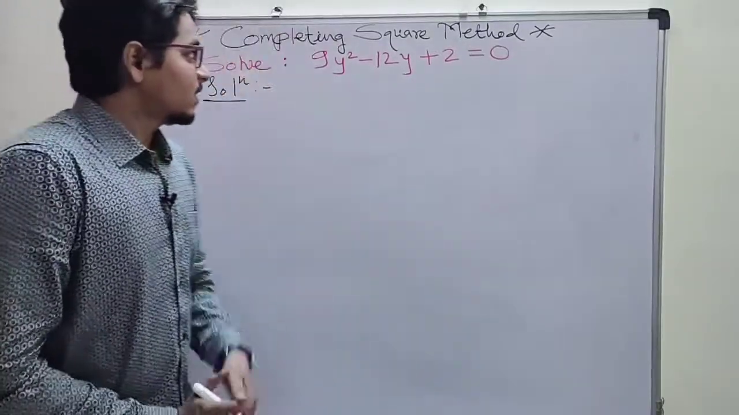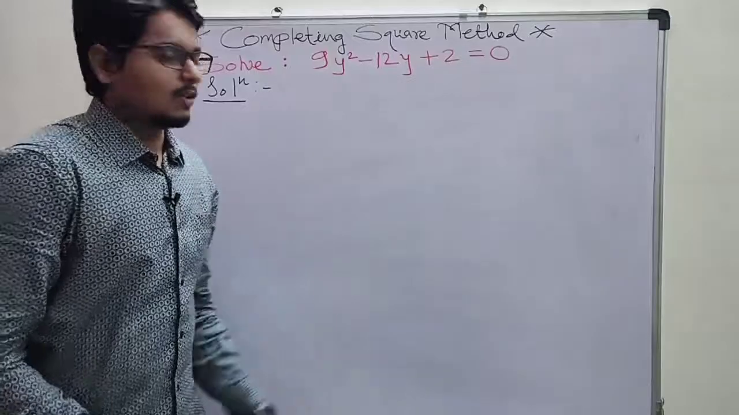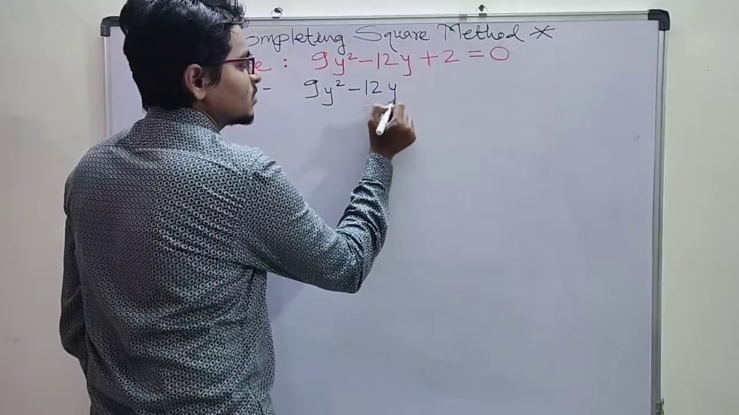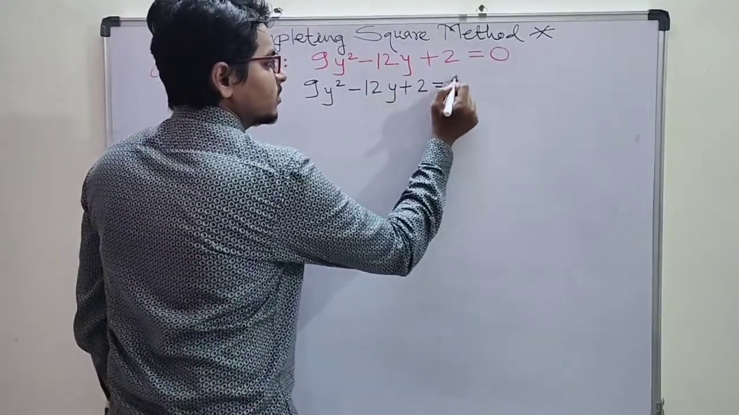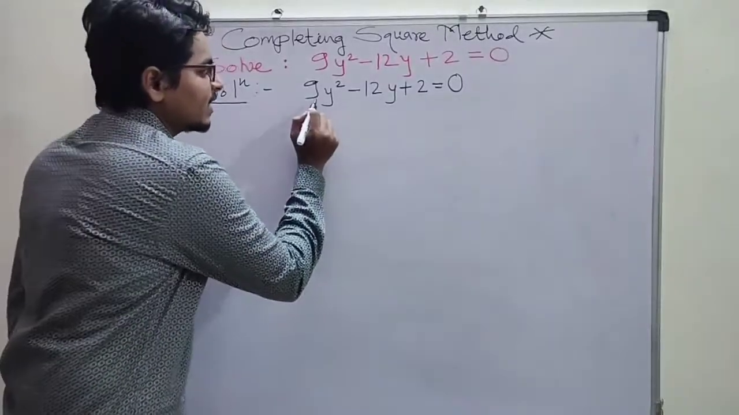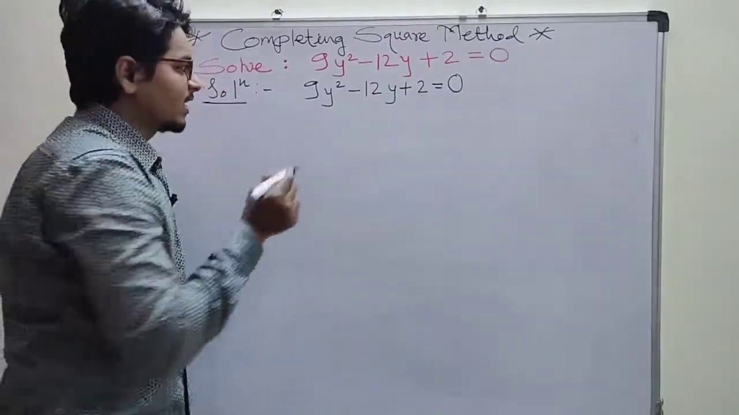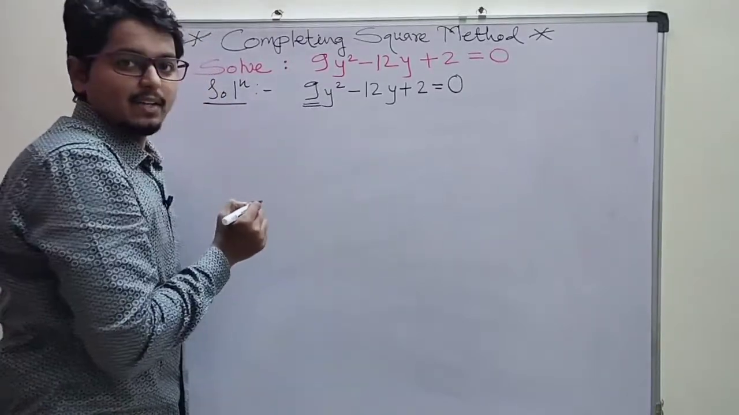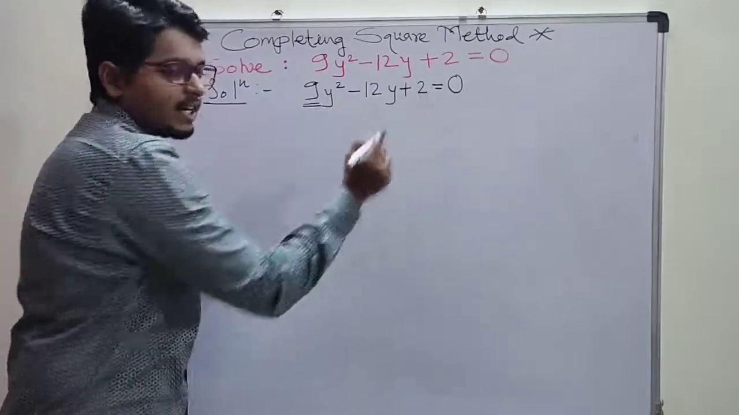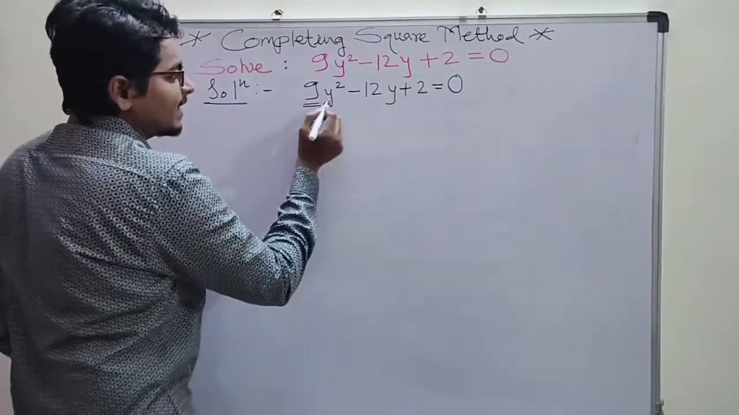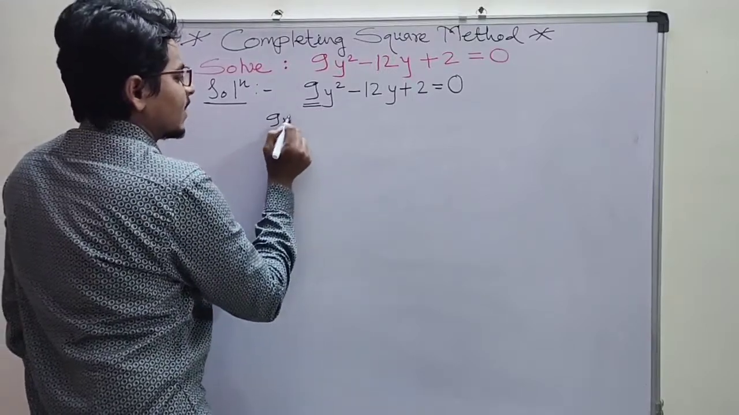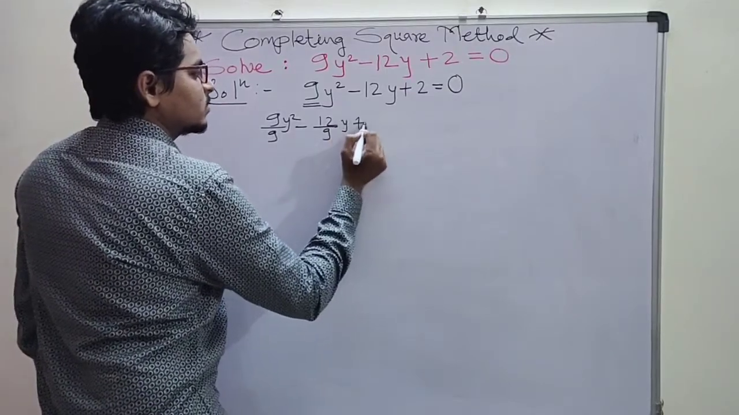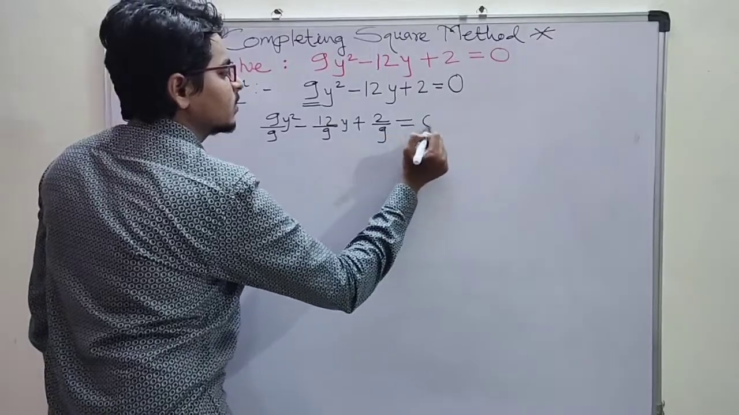Next example is 9y square minus 12y plus 2 equal to 0. First of all, we write the given quadratic equation as it is. 9y square minus 12y plus 2 is equal to 0. Now you can see here the coefficient of y square is not 1, it is 9. So to vanish this 9, we divide this given quadratic equation by 9 throughout. So dividing this equation by 9, we get 9y square upon 9 minus 12 upon 9 y plus 2 upon 9 is equal to 0.